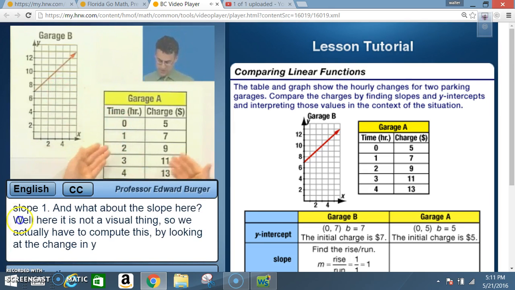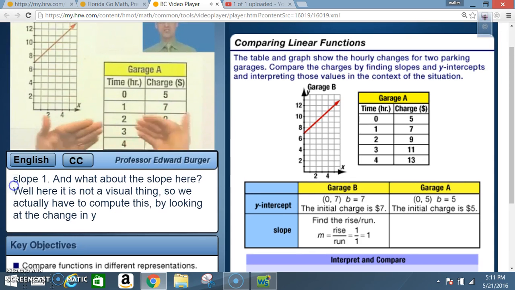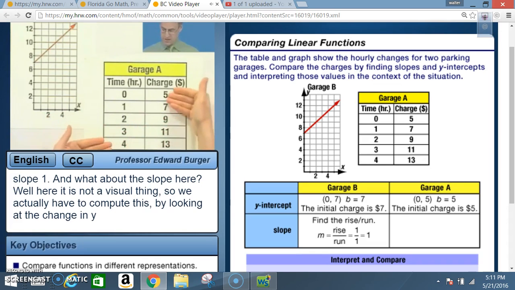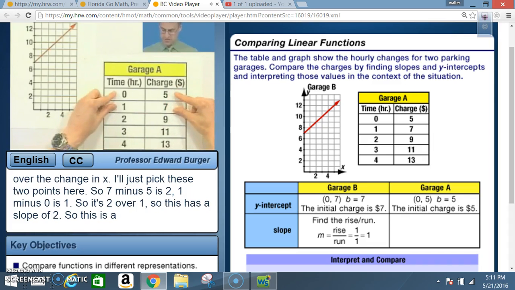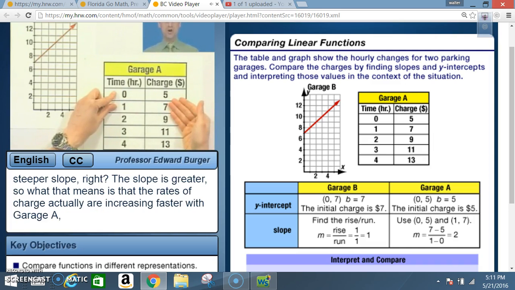And what about the slope here? Well, here, it's not a visual thing, so we actually have to compute. We actually have to compute this by looking at the change in y over the change in x. So I'll just pick these 2 points here. So 7 minus 5 is 2. 1 minus 0 is 1. So it's 2 over 1. This is a slope of 2. So this is a steeper slope, right?